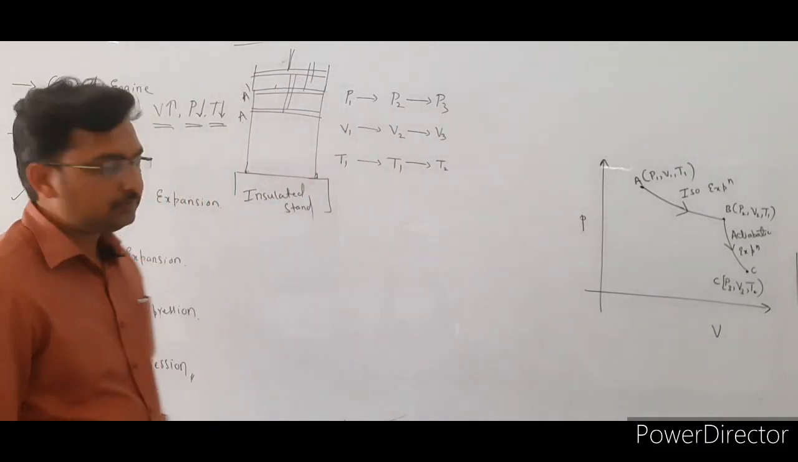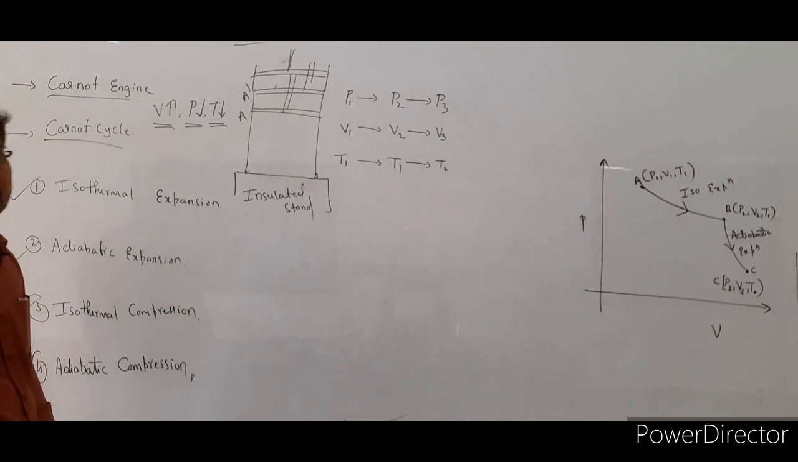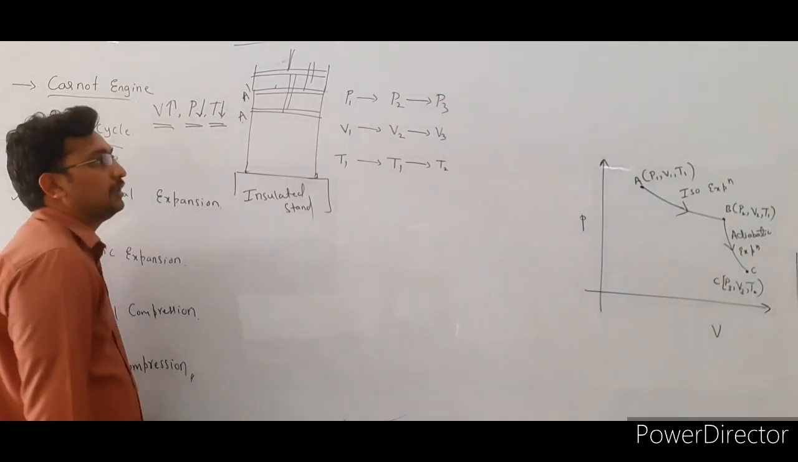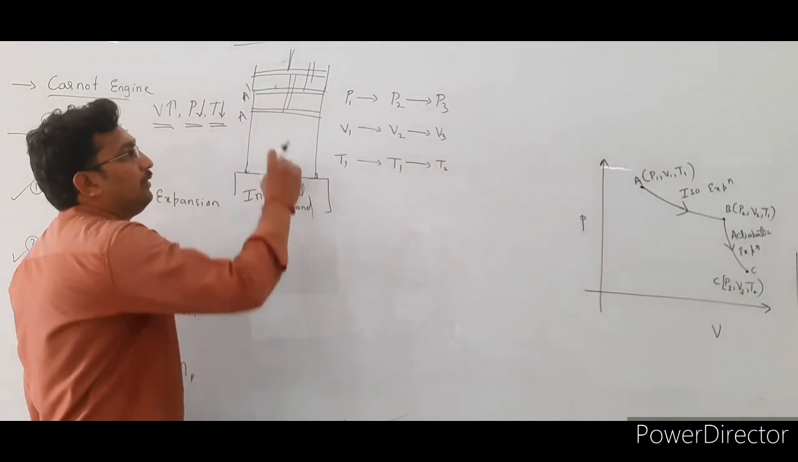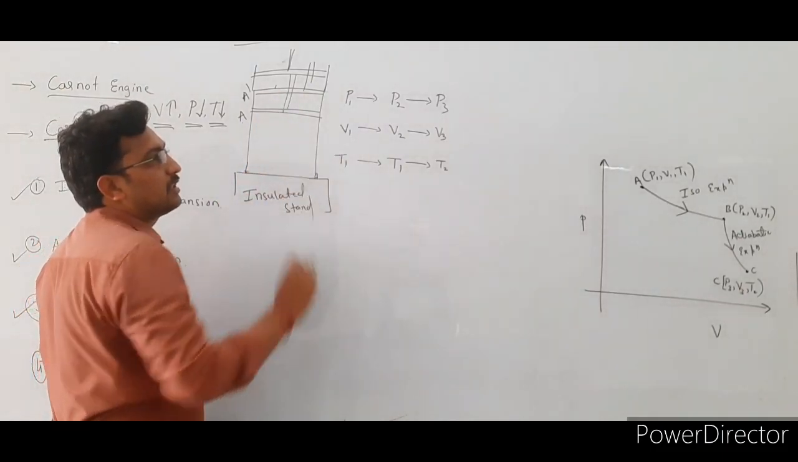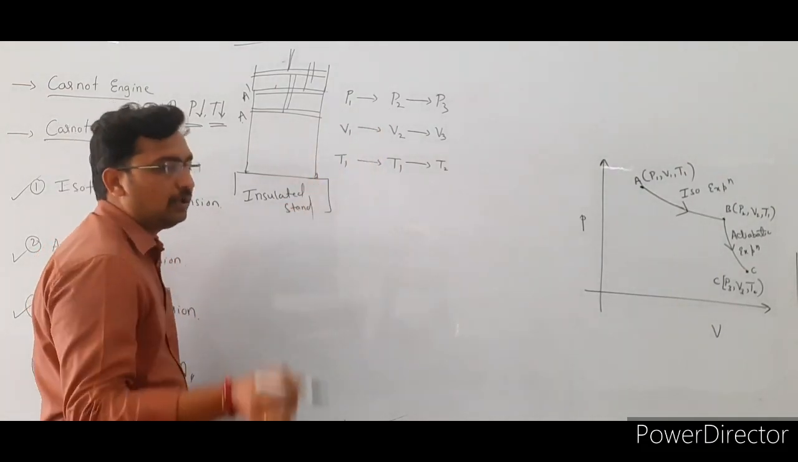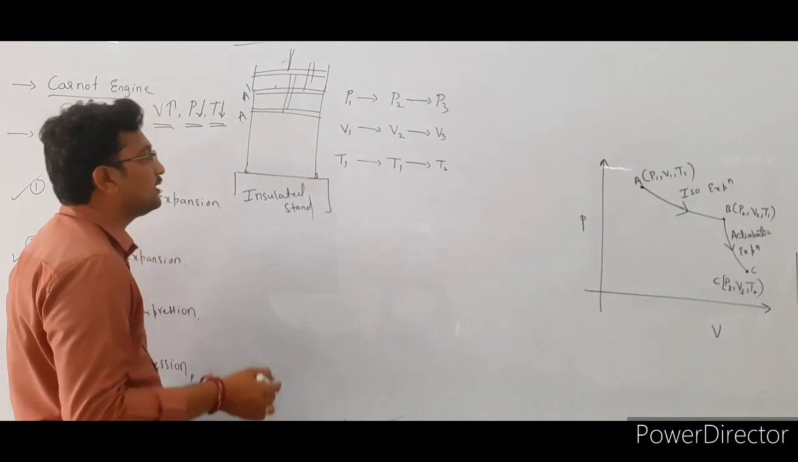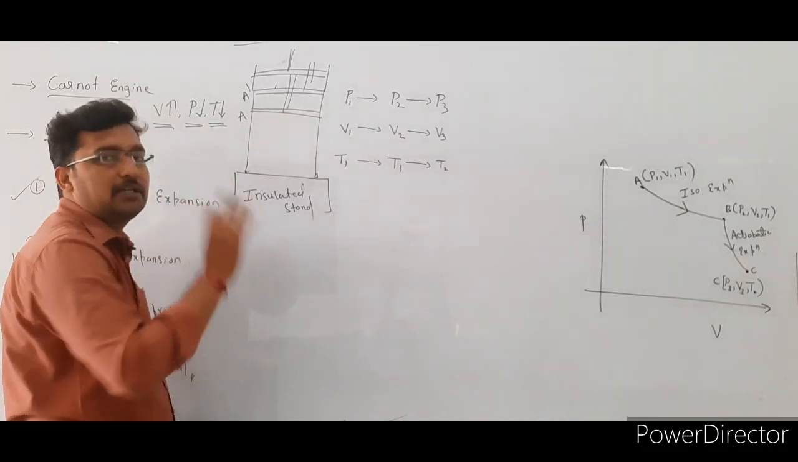Right. The next one, isothermal expansion. See here, this is the initial state of the system. After that, we are allowing this gas to expand isothermally. In that case, the state of the system changes from P1 to P2, V1 to V2, T1 to T1. Because that is isothermal expansion, to maintain a constant temperature, it absorbs the energy from the source.